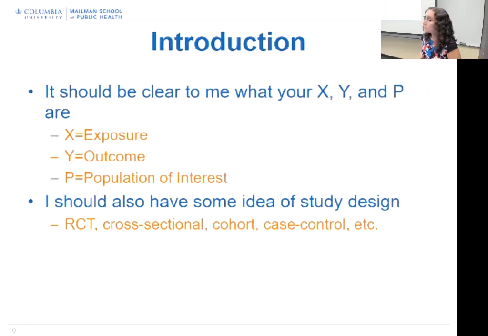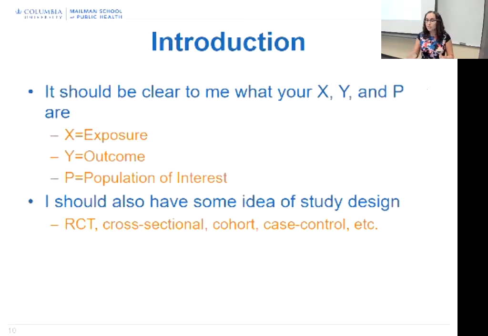So to get a little bit more technical, when I'm reading your introduction, it should be clear to me what X, Y, and P are. So this is going to be the extent of my algebra here. X is my exposure variable, Y is my outcome, and P is my population of interest. These are the three key pieces of information that I need to know to move forward with the paper.